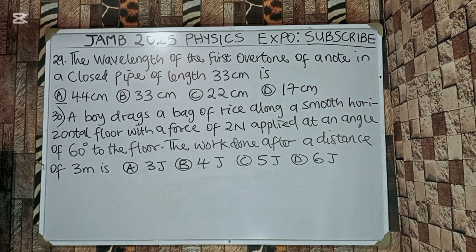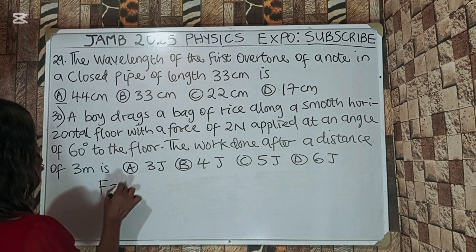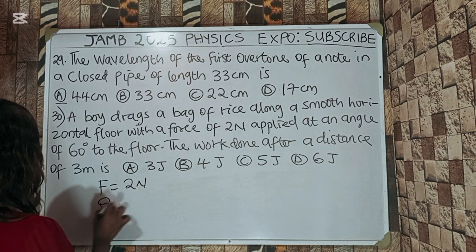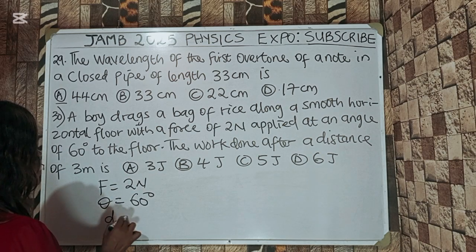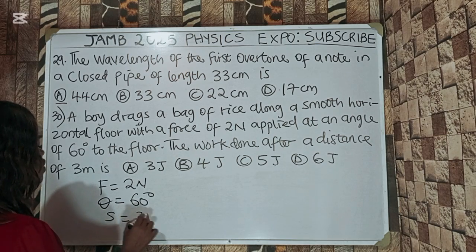Question 30. A boy drags a bag of rice along a smooth horizontal floor with a force of 2 Newton applied at an angle of 60 degrees to the floor. The work done after a distance of 3 meters is what? So now simply you're looking at work done on an inclined plane, and the force given in this question is 2 Newton, right? But it was inclined at an angle of 60 degrees, and the distance, let me use x, is equal to 3 meters.